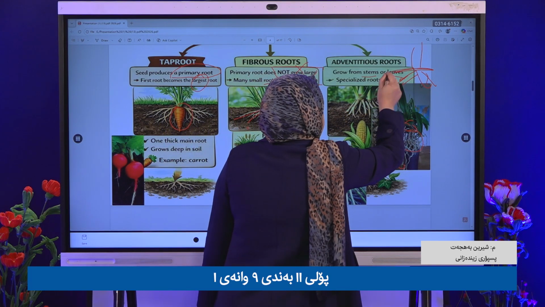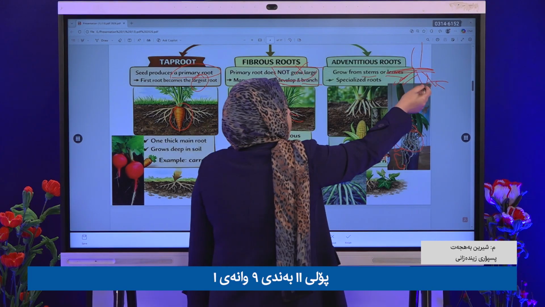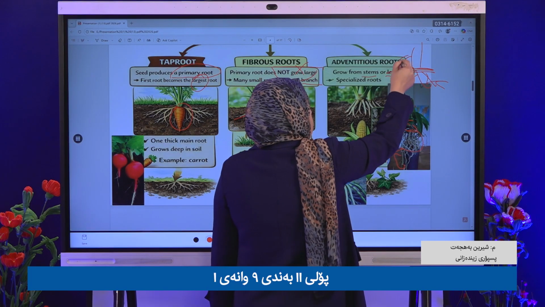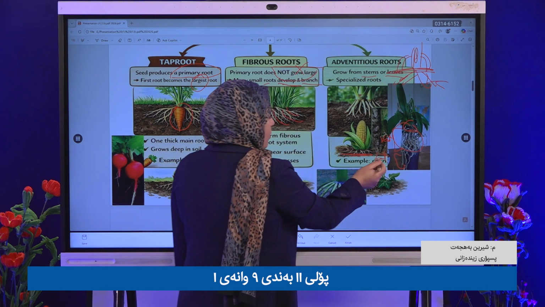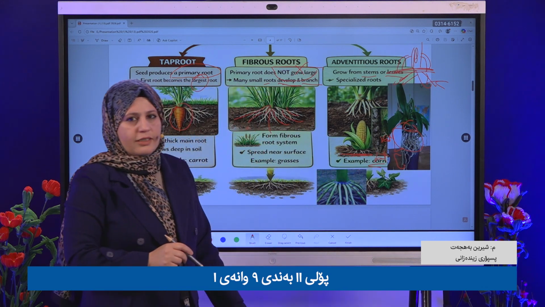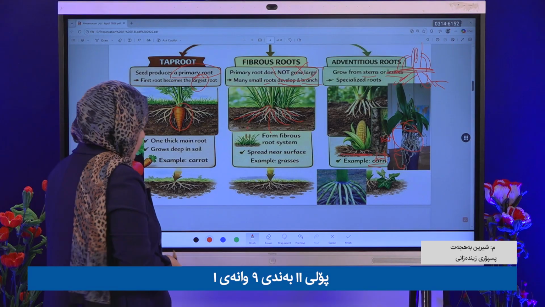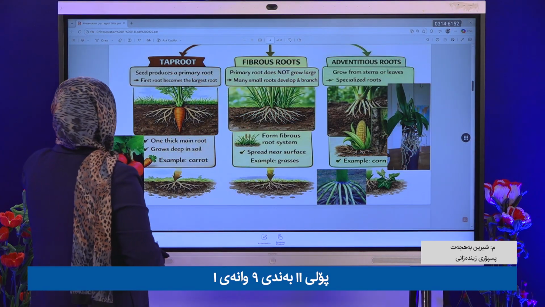For example, this is root, and other roots will form on what? On stem. Clear? Like what? Corn. Clear, yes, student? Okay. So this is about the types of roots.